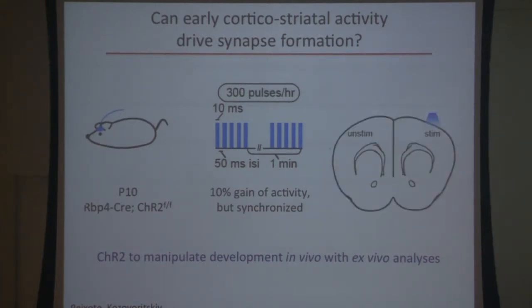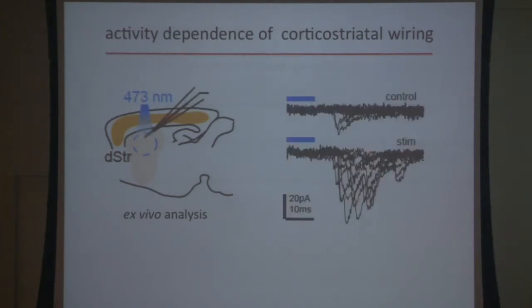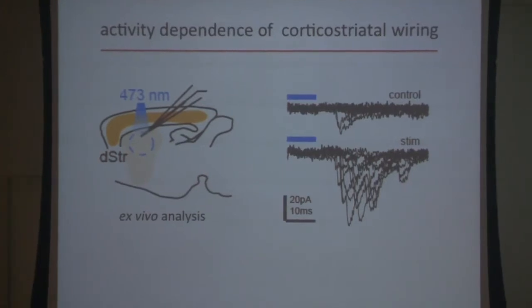Then we can cut a brain slice and simply compare the strength of corticostriatal transmission in the stimulated side versus the unstimulated side with whole cell recordings. And what we find is a very large strengthening of transmission between cortex and striatum in the stimulated side as opposed to the unstimulated side. I apologize for skipping the quantification here. You'll have to trust me, but this really is quite representative. So this is 300 pulses over 1 hour, synchronized, and a large increase in transmission.